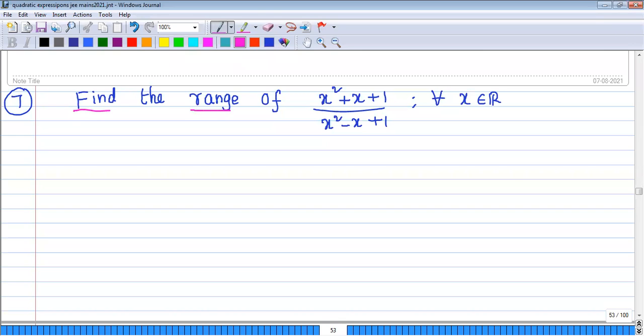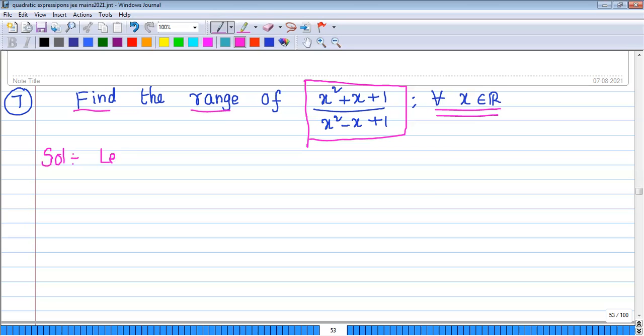Find the range of (x square plus x plus 1) divided by (x square minus x plus 1) for every x belongs to R. So that means the range of this function we need to find out. This is called a rational function. So we need to find out the range of this rational function. Let us proceed like this now.